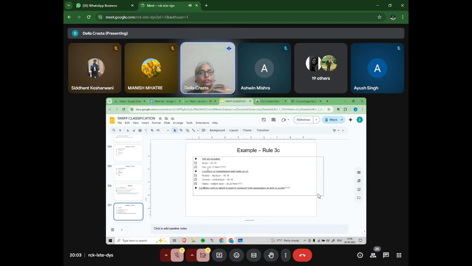So when we cannot establish which one plays the main role, because both have equal importance, Rule 3C says take the classification which occurs last in the numerical order among those which equally merit consideration. First find out the HS of all the items. Here we have already found it: socks is 6115 and ties is 6117. Classify it with that HS which comes last in the numerical order. If we put them in ascending order, 6117 comes last, because 6115 is before that. So according to 3C, this entire gift set will be classified under HS 6117.